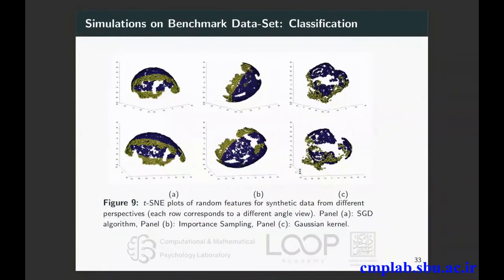In this plot, I'm showing you the t-SNE of those classification examples that I showed you. Figure A is a t-SNE plot of our method. Figure B is the t-SNE plot of importance sampling from Jandrucci and Aman Sinha's work. And this is a t-SNE plot from a kernel that is not optimized. As you can see clearly from figures A and B, it's much easier to discriminate between the blue and yellow regions. But if you don't optimize the kernel, as you can see in figure C, it's very difficult to get a good accuracy.